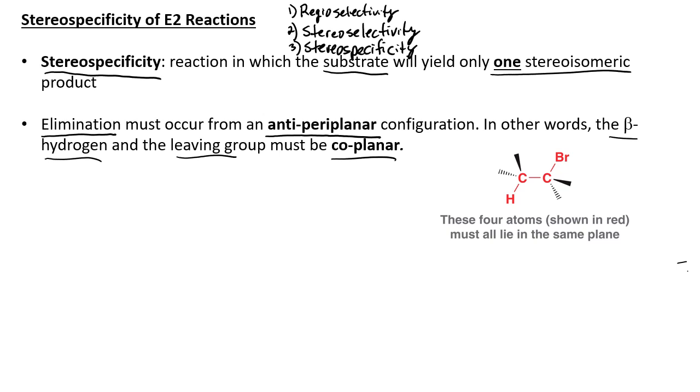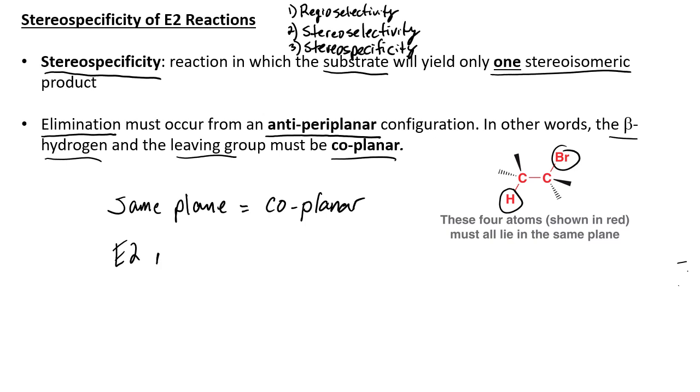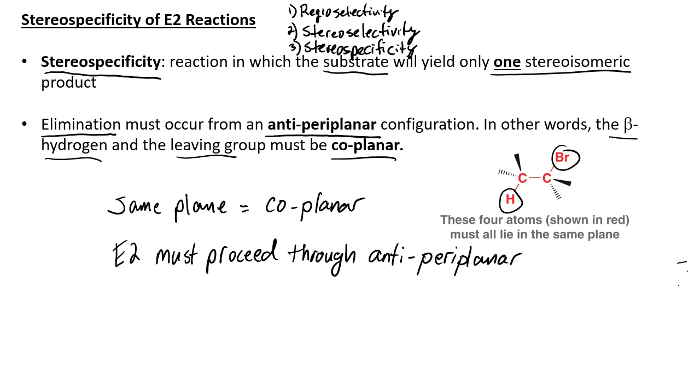But the elimination must occur when the beta hydrogen and the leaving group are not only in the same plane, but are also in the anti-position. So anytime they're in the same plane, that means they're coplanar. But there's two coplanar configurations we'll talk about. We have to have an elimination that proceeds through an anti-periplanar, which just means coplanar configuration. So let's take a look at these two different coplanar configurations, keeping in mind the anti is the one that will allow the E2 reaction to occur.